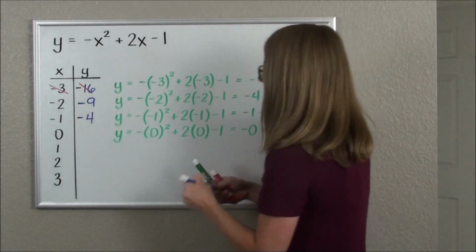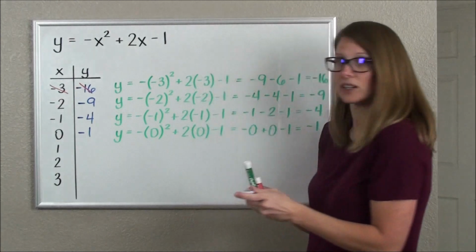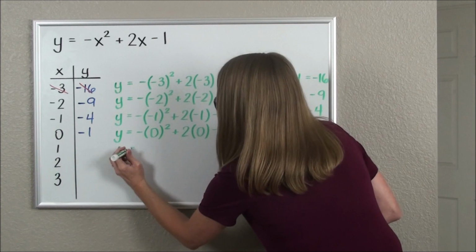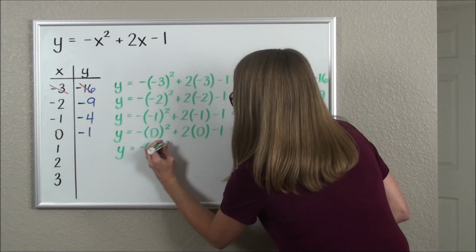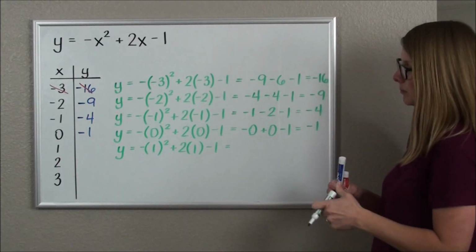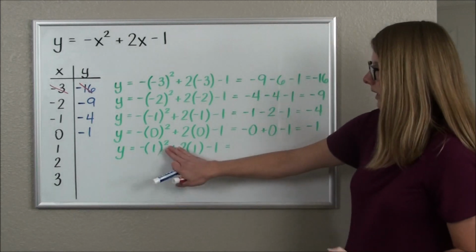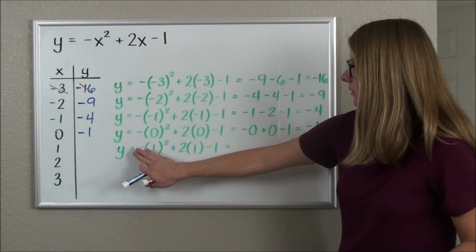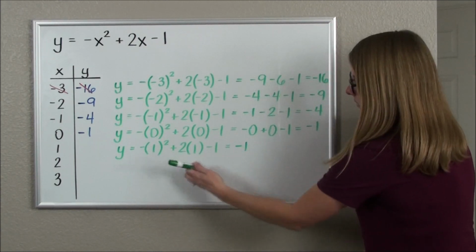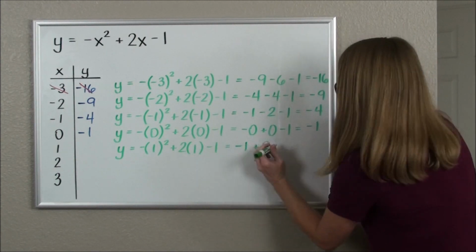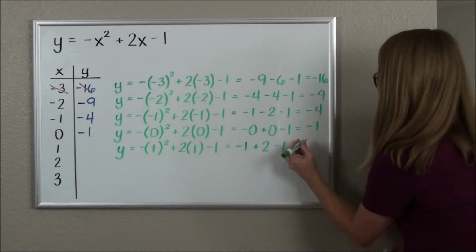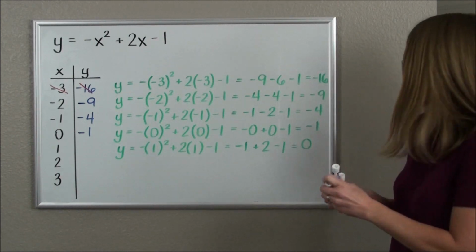I still don't see any kind of a pattern or reflection, so I need to keep going. This time I'm plugging in x is 1. y equals negative x squared plus 2 times x minus 1. This time everywhere I saw the x, I put a 1. And again, I'm squaring before I multiply by that negative. So I have a negative that I copy, and then when I square 1, I get 1. Now 2 times 1 is 2, and then I copy the minus 1. Negative 1 plus 2 is 1. 1 minus 1 is 0. Still don't see any pattern.